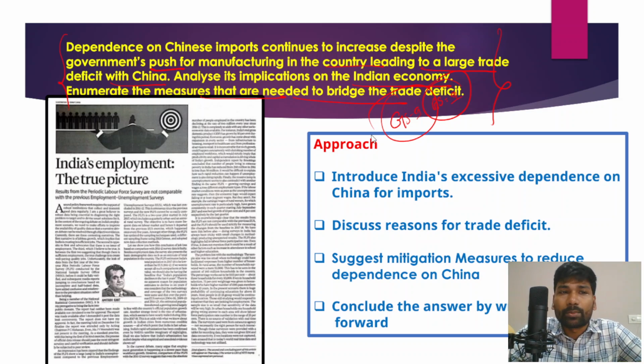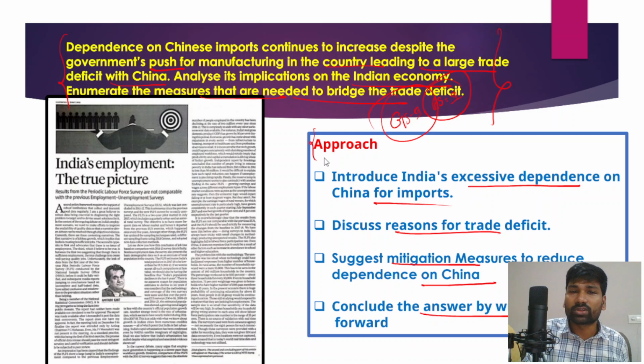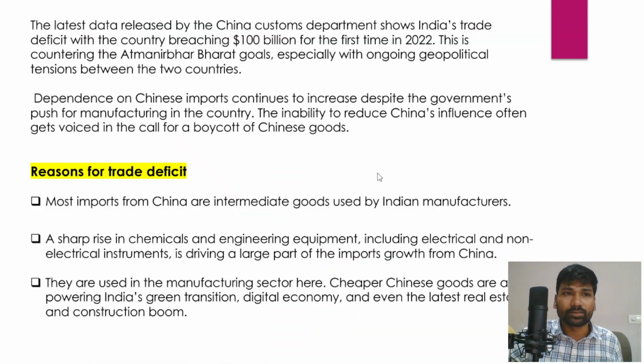And what is the approach? What should be the approach here? The approach is to introduce India's excessive dependence on China for imports, then discuss reasons for this trade deficit with China, and then suggest mitigation measures that will help reduce dependence on China, and conclude the answer by writing a way forward. So that is how you can build an approach for this particular question.